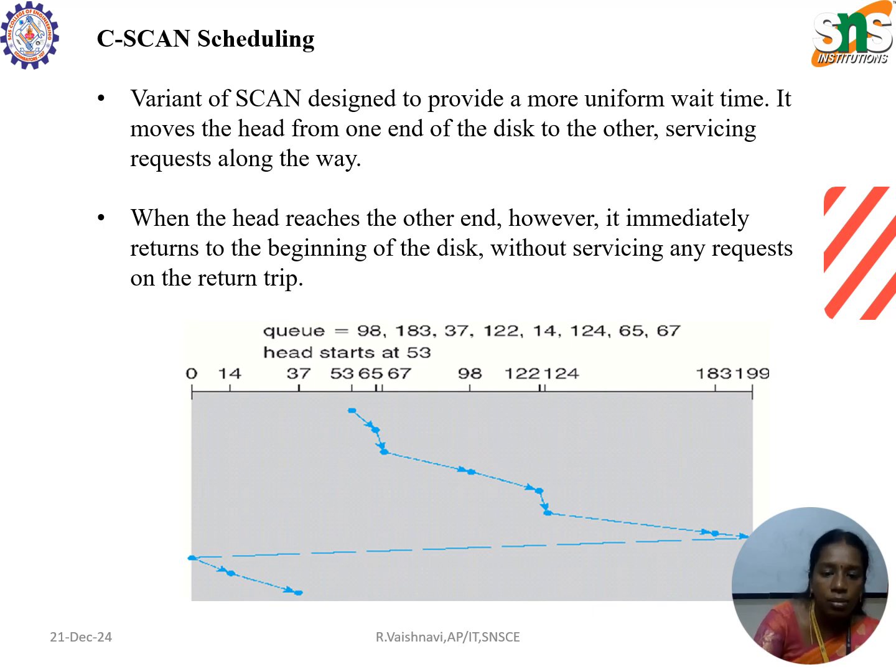The same queue numbers are used, and the starting position of the head is 53. So from 53 it goes to 65, and then 67, followed by 98, and then 122, 124, and finally after 124 it goes to 183. After 183 it reaches the end position, that is 199. After reaching 199 it automatically goes to the initial position, that is 0.